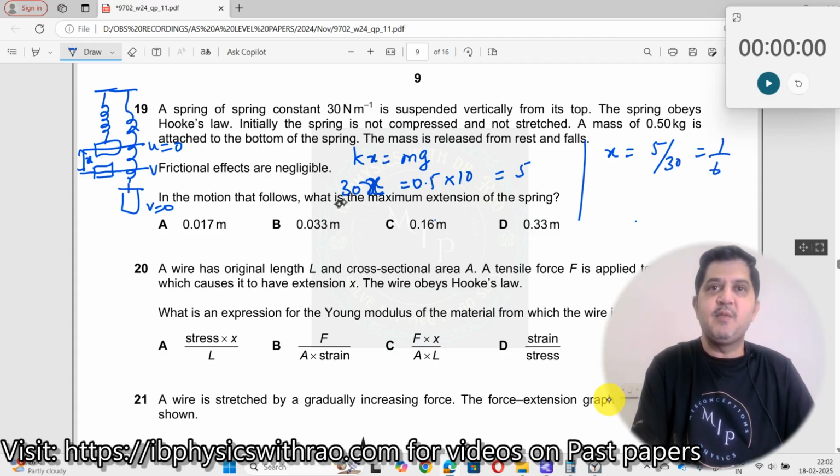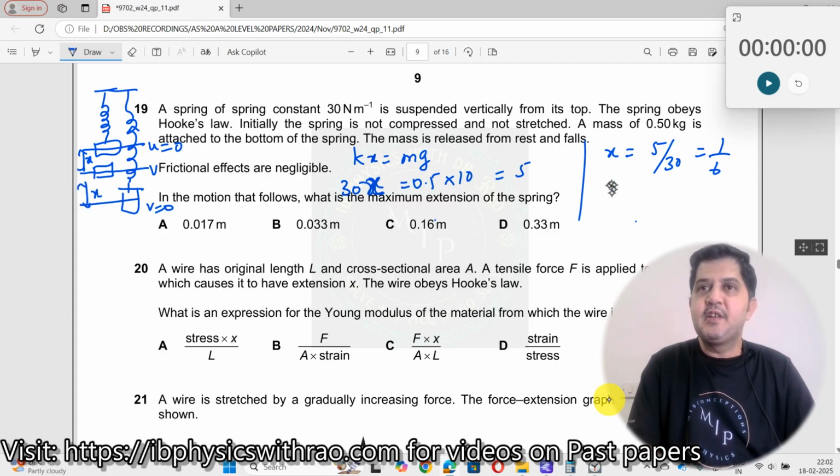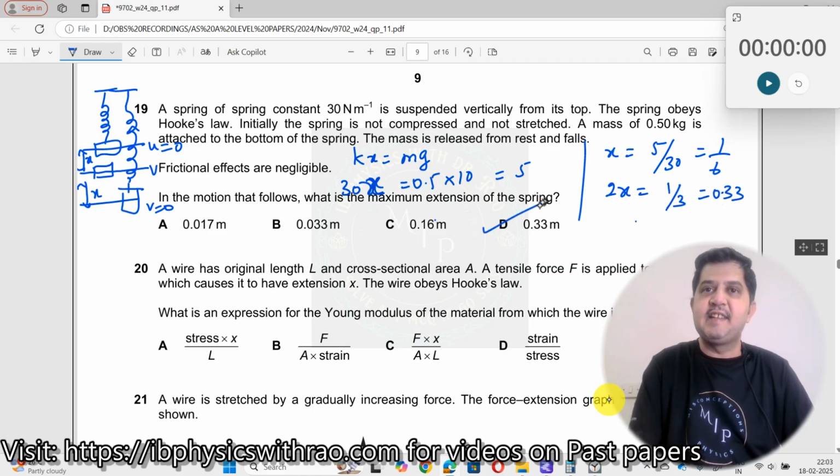Now what is he asking? What is the maximum extension of the spring? See, the spring has started from here, it extended here until the velocity becomes 0, and after that also it went on until it reached the maximum value, right? So therefore, the total extension is x plus x, which is 2x. Thus 2x will now be equal to, substituting x equal to 1 by 6, 1 by 3, and this should be equal to 0.33. Thus the answer is D over here.